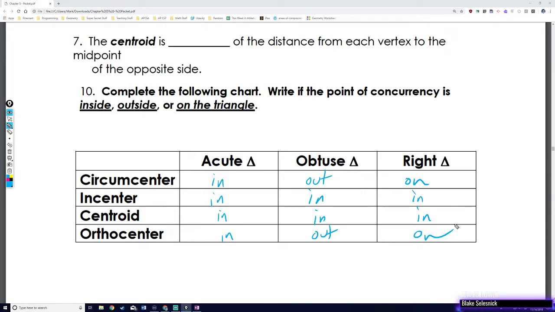If you know that chart, if you know what those things are, I could ask you 12 different questions on these 12 points.